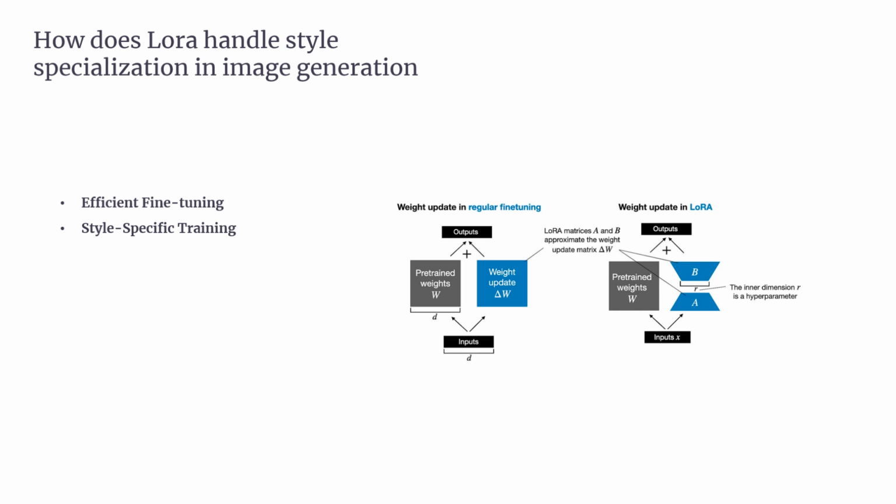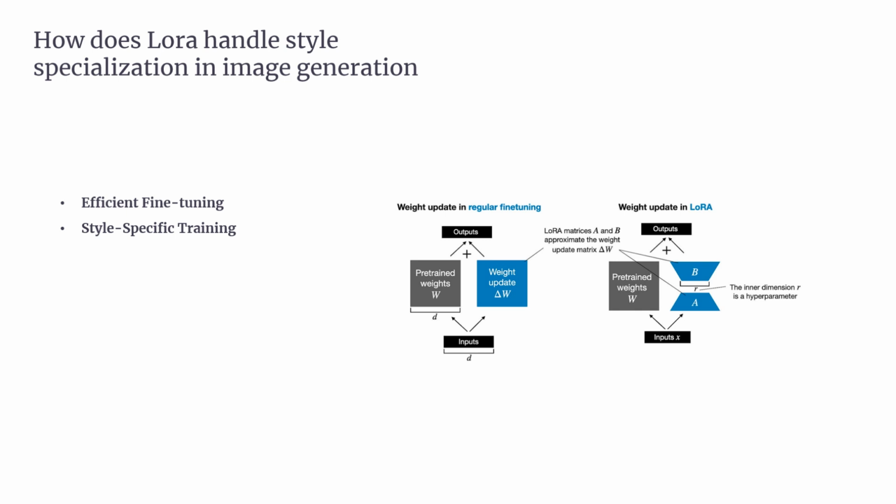The second, style-specific training. To specialize in a particular style, LoRA models are trained on smaller, targeted datasets. Users can create custom LoRA models by training them on a relatively small set of images, about 5 to 10 for specific subjects, or 20 to 100 images for styles. This allows the model to pick up the specific visual characteristics associated with the desired style, enabling it to reproduce those features in generated images.